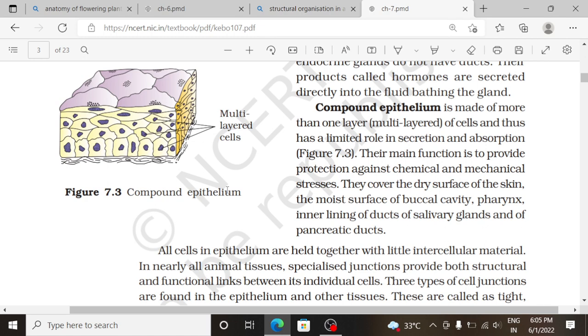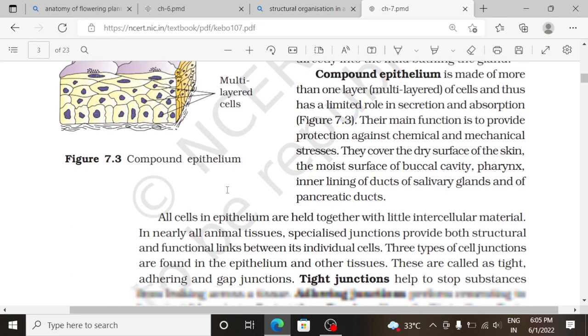Compound epithelium. Compound epithelium is made of more than one layer, that is, it is multi-layered, and thus has a limited role in secretion and absorption. Their main function is to provide protection against chemical and mechanical stresses. They cover the dry surface of the skin, the moist surface of the buccal cavity, that is the mouth cavity, pharynx, inner lining of ducts of salivary glands and of pancreatic ducts.